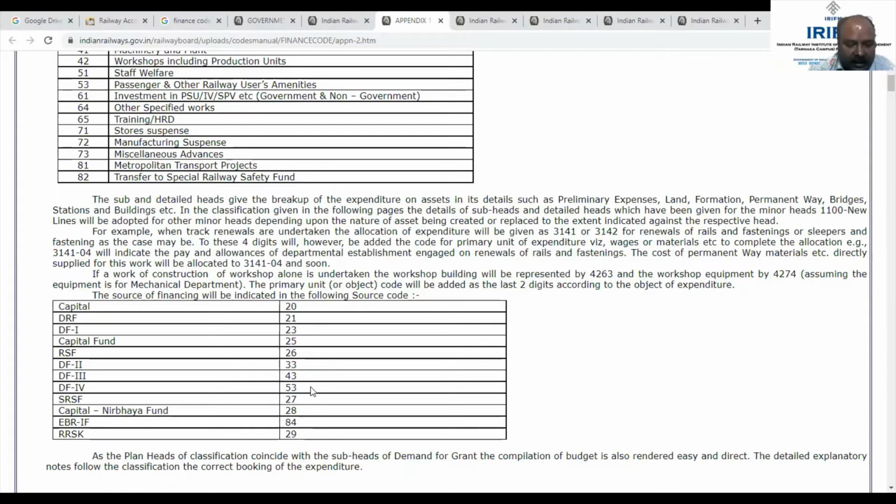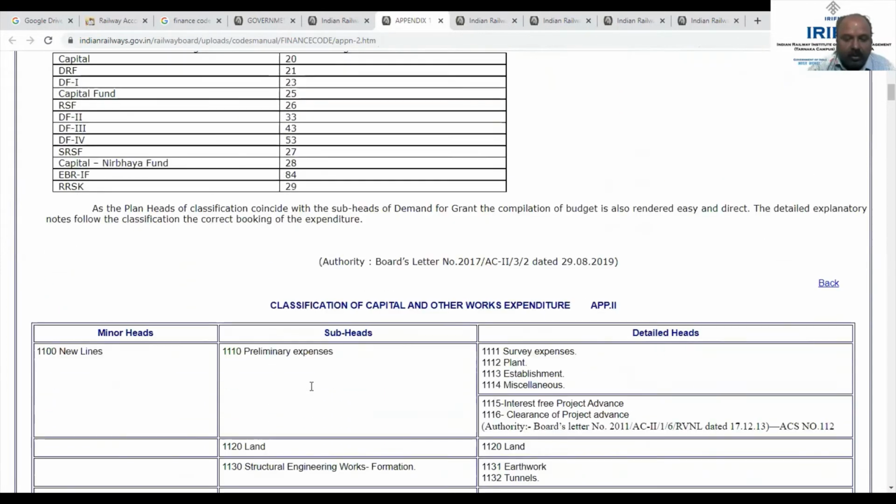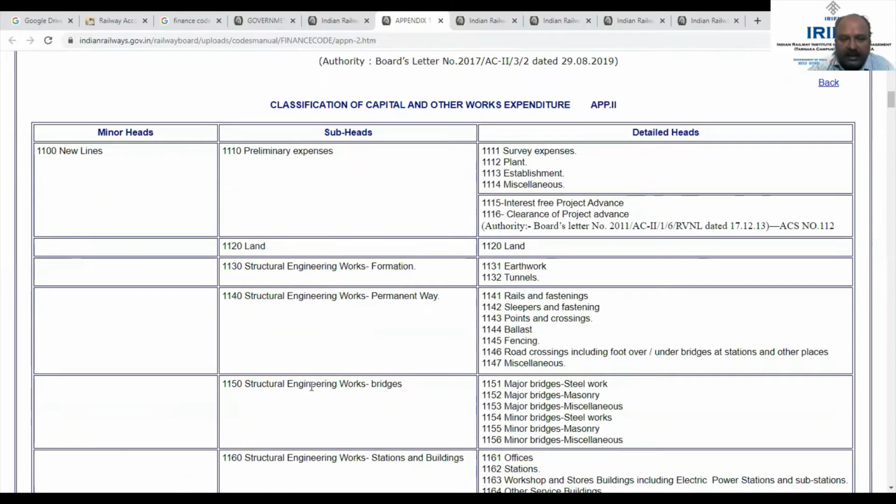Then the safety fund and SRSF, now not in operation, and the Nirbhaya fund, which provides CCTV cameras and other measures to protect women in railway coaches and railway premises. EPRIF is institutional finance, now LIC is funding, and RRSK is the one-time fund, Rashtriya Rail Sanrakshan Kosh. So this is demand number 16.